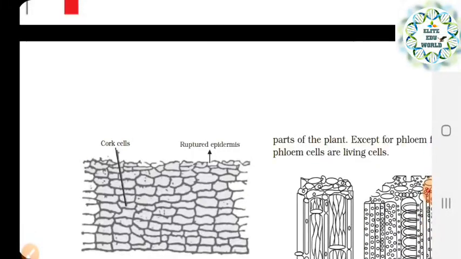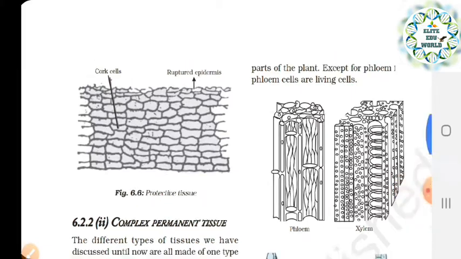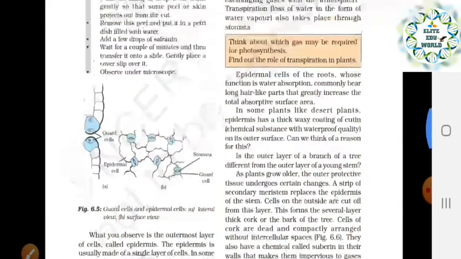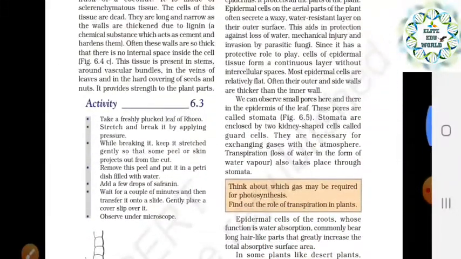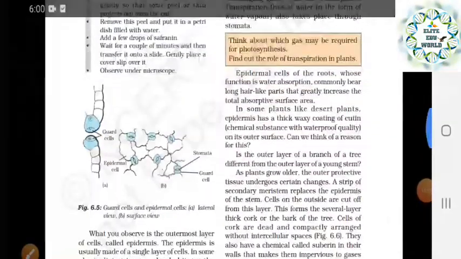This is all we have talked about regarding simple permanent tissue, because it is made of the same type of tissue. Now we will start with the complex permanent tissue. In the simple permanent tissue, we have already seen the different types, where they are located, what their functions are, and why it is called simple permanent: because it is made of the same type of cell. Now we will talk about the complex permanent tissue.